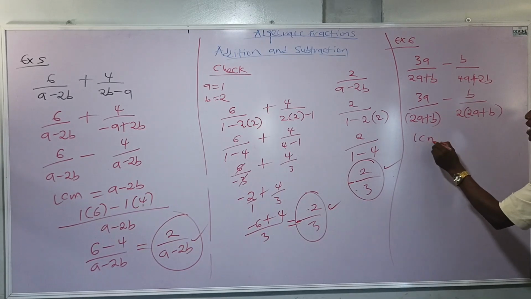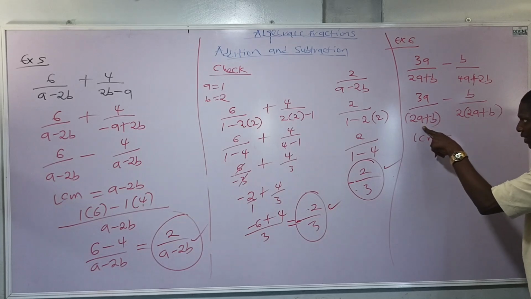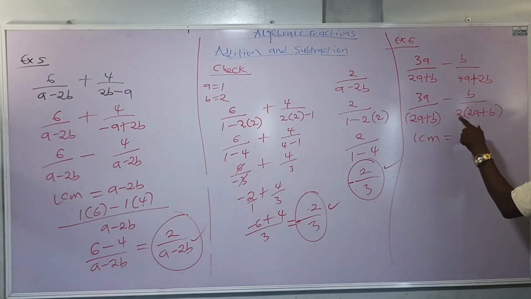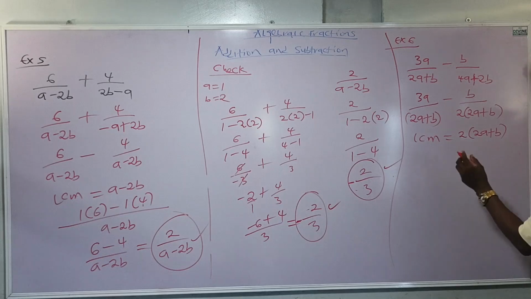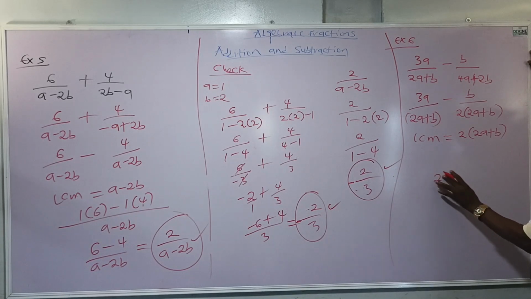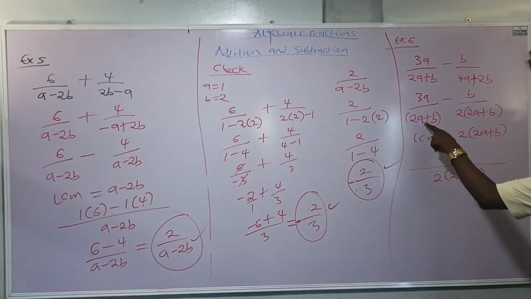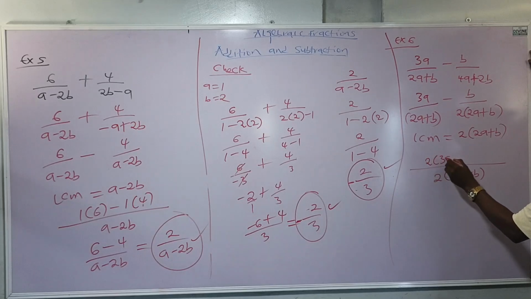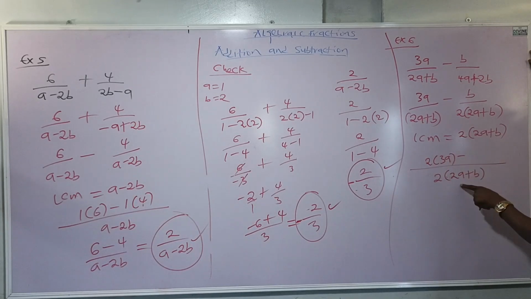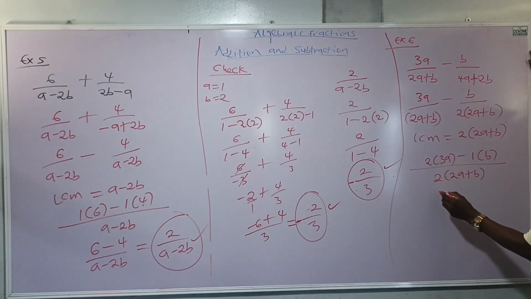Now you see that these two brackets are the same except these two outside. So my LCM will be 2 bracket 2a plus b. If I put 2 bracket 2a plus b as my denominator, if this cancels this, I'll have 2 left. So I have 2 bracket 3a minus, if this cancels this, I'll have 1 bracket b.